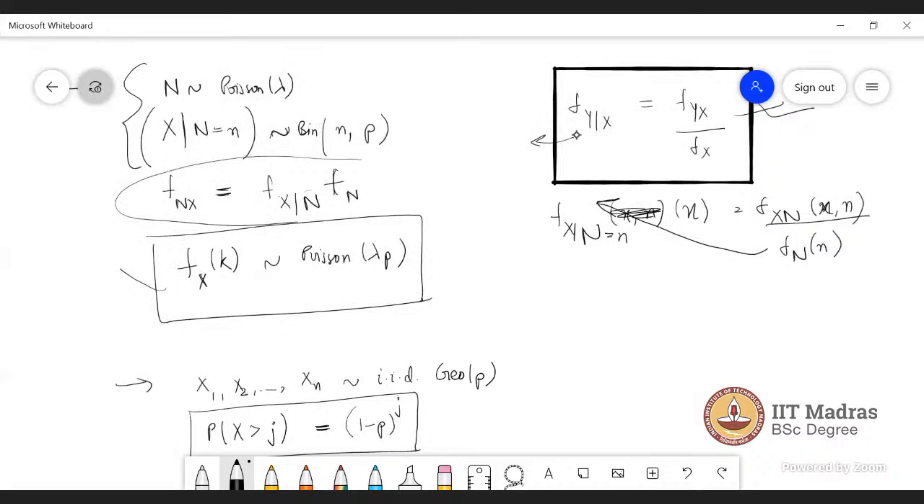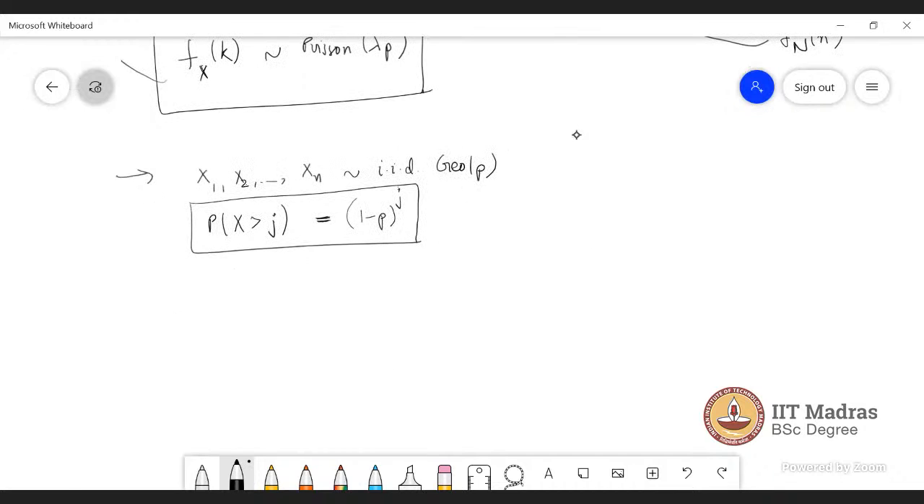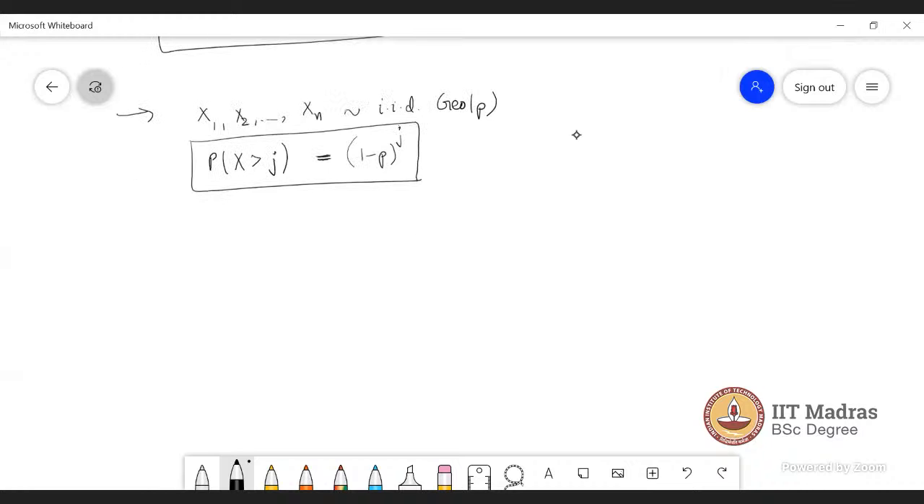Okay, let me first finish this. Excuse me, ma'am. You have written x1, x2 till xn are IID geometric with parameter p, and then you have written that the probability x greater than j is equal to (1 minus p) to the power j. Let's say this is your distribution x.